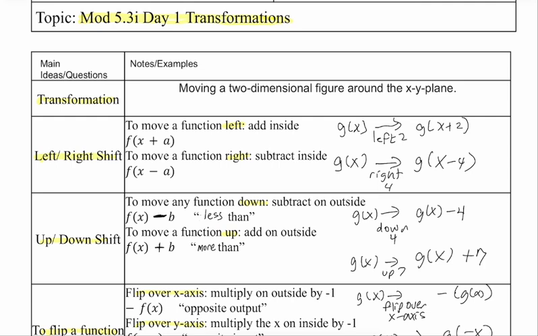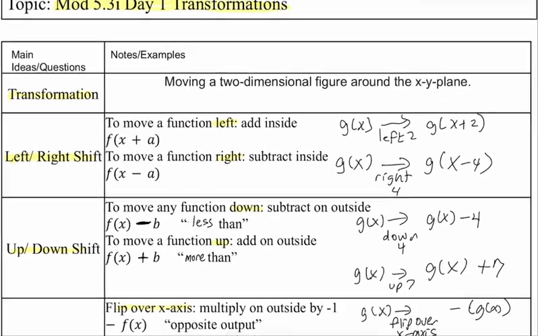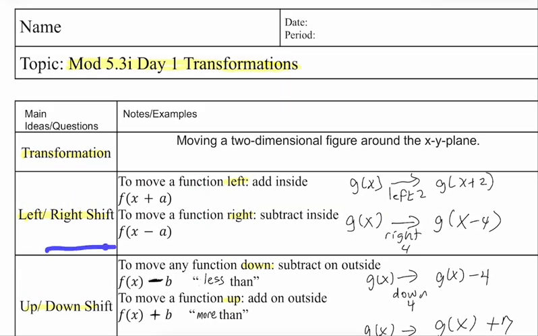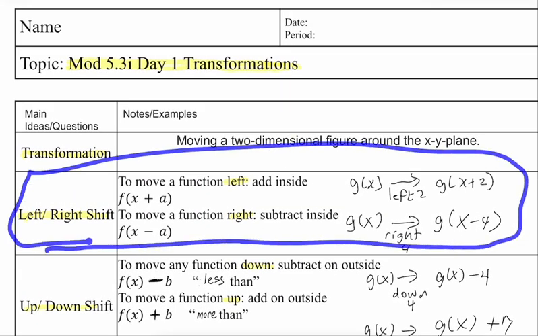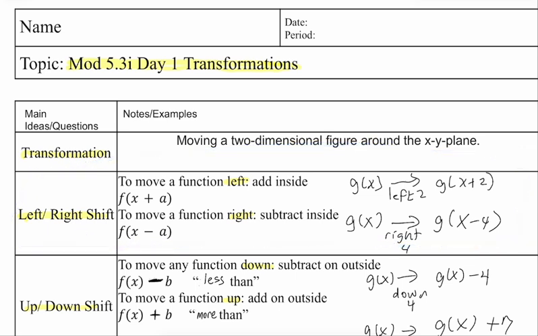So we're talking about stretching it, moving it up and down, left and right, flipping it over the x-axis or the y-axis, all those different things, okay? So the first thing I want to talk about is how do we move the function left or right? Now, anything we want to do that moves the function horizontally, a left and right movement, always has to be done on the inside of the function.